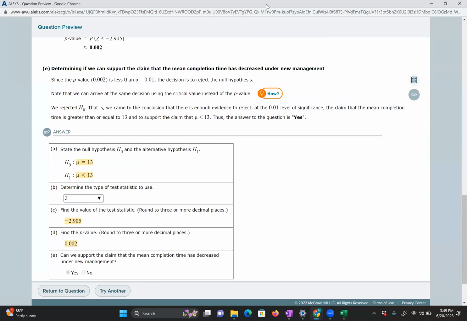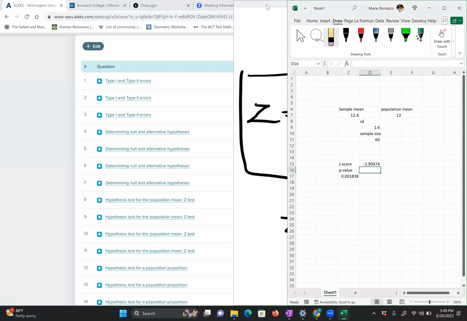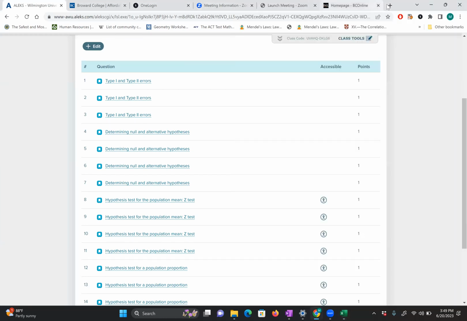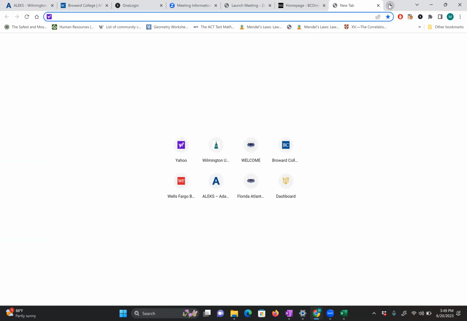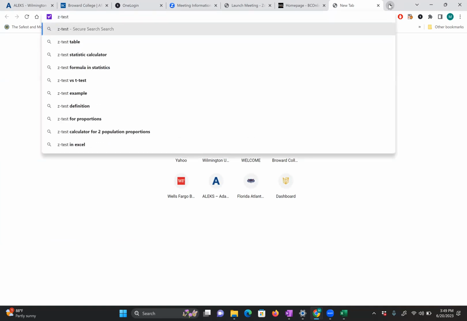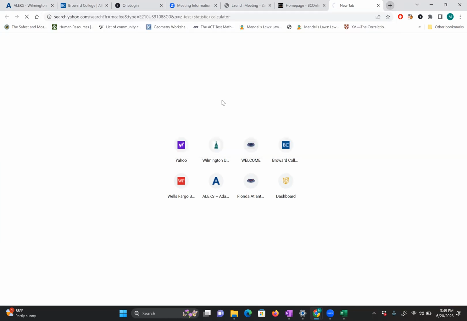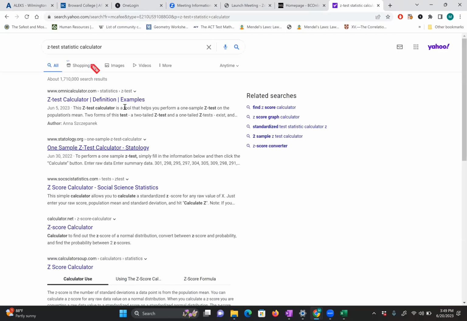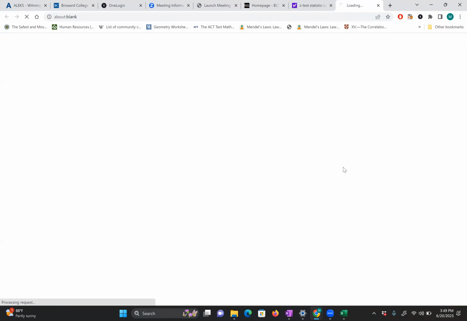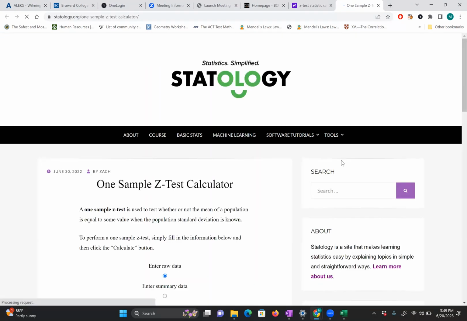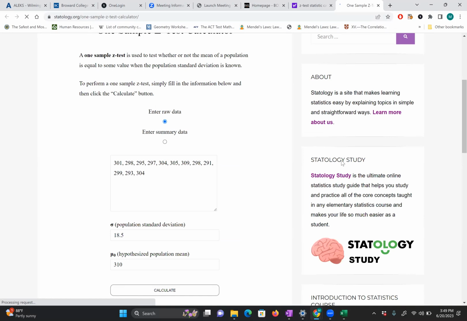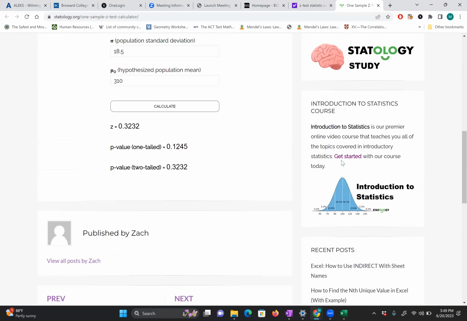Okay, all right, now what I want to do for you is introduce you to a few calculators, because you know I love my online calculators. We simply need a z-test calculator. And I'm going to choose a really good one for you. I want you to use this. Omni calculator, statology, both of these are good. I'm going to go with this one, statology, just because. And yes, we're going to enter summary data.